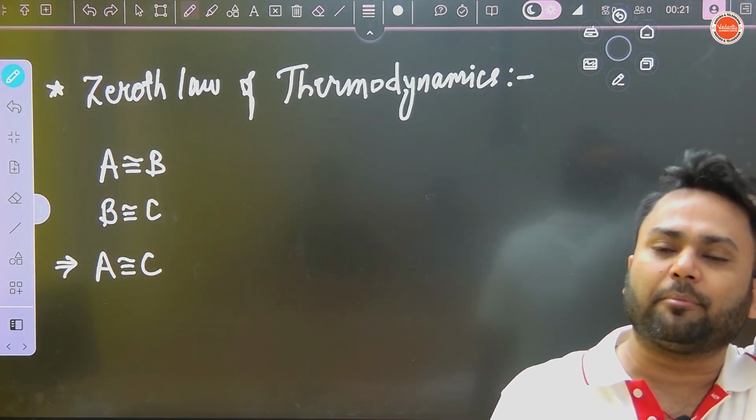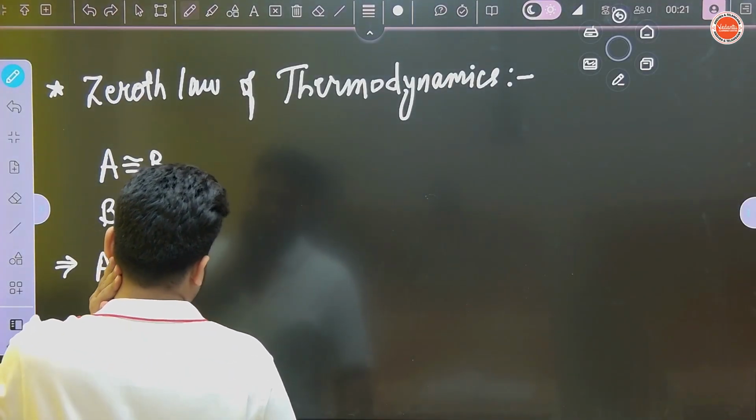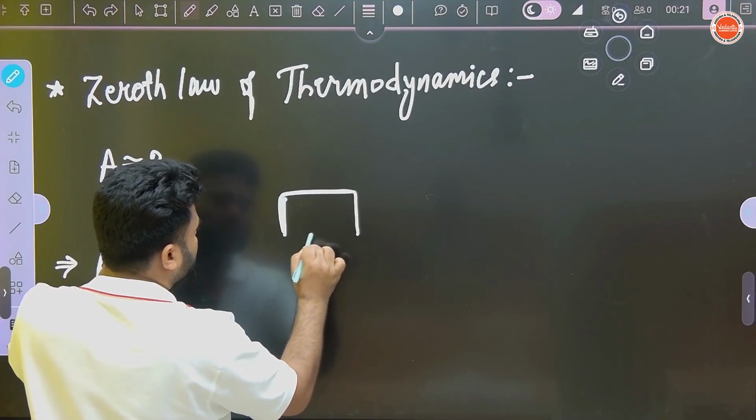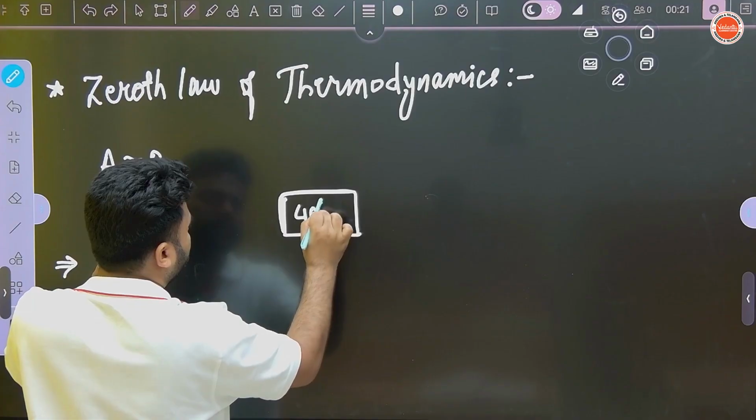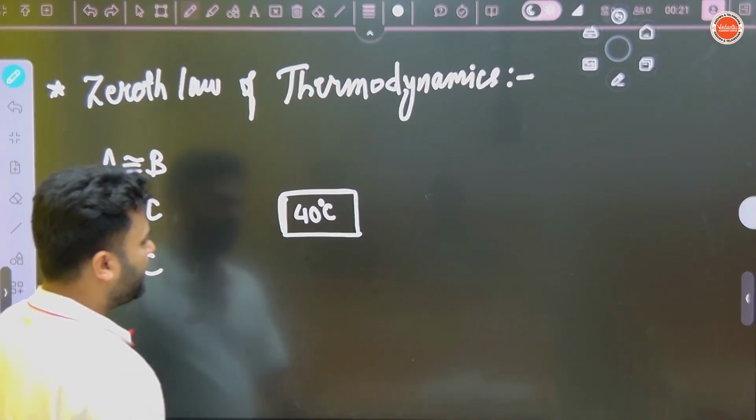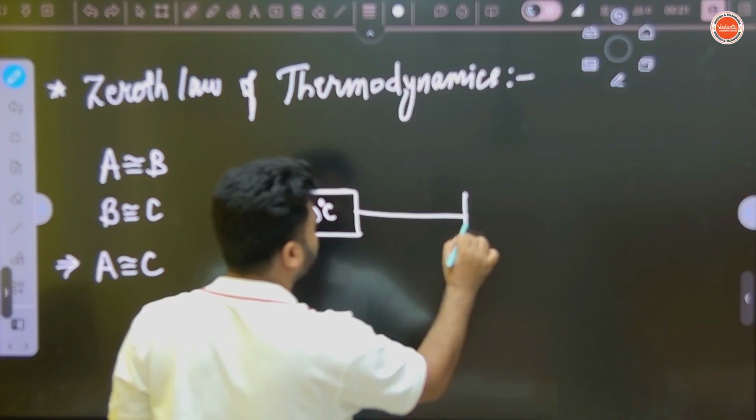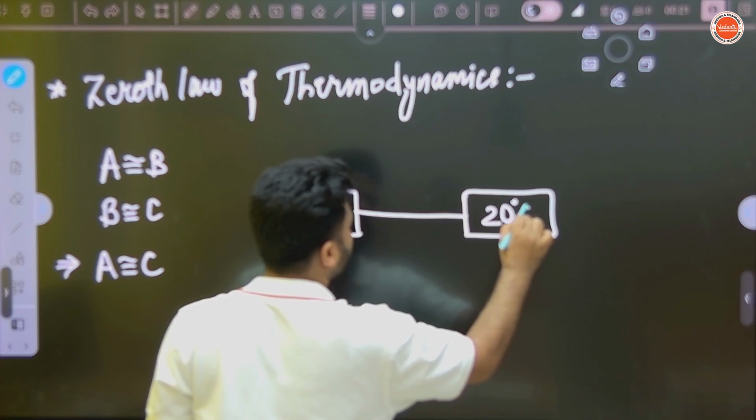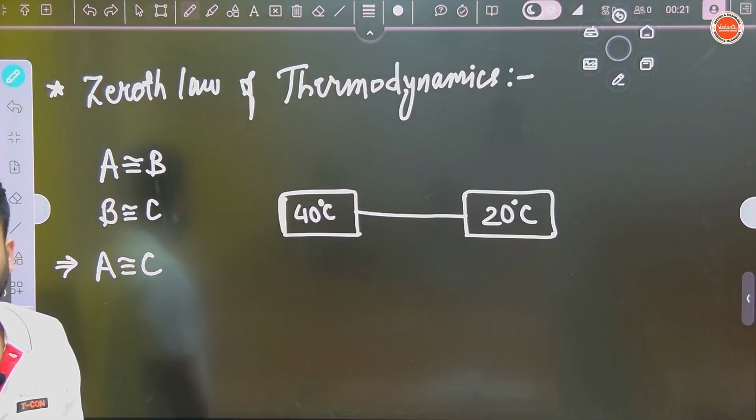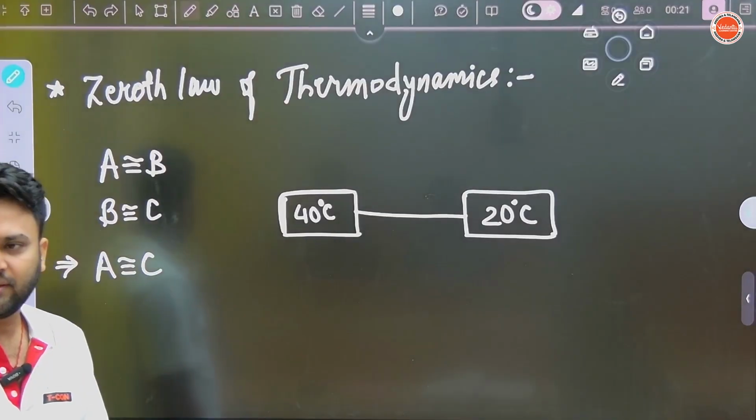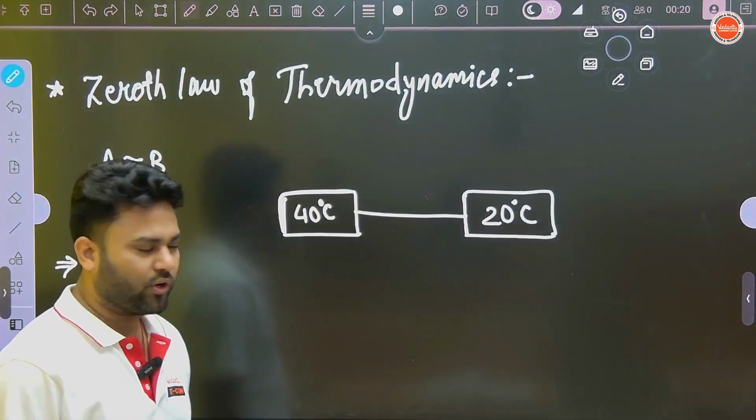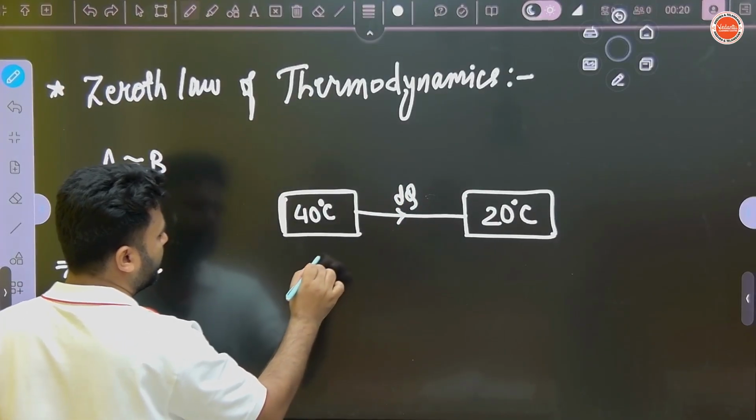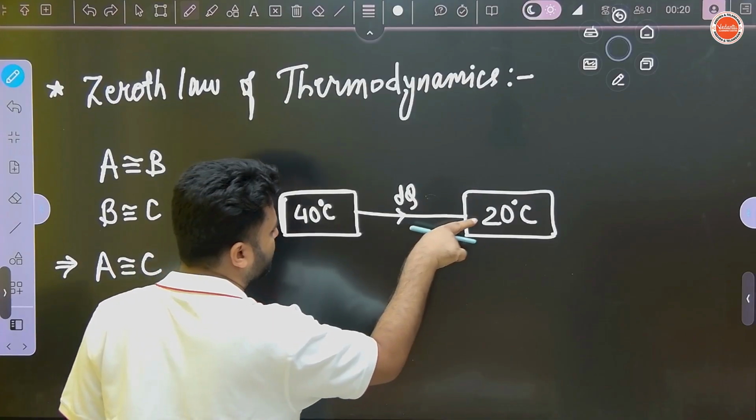What is thermal equilibrium? Suppose there is a body with temperature 40 degrees Celsius. I connect this body with a rod to another body whose temperature is 20 degrees Celsius. What will happen? Its temperature will change. Heat will flow from high temperature to low temperature, so heat will flow like this. If heat flows, this will cool down, and heat goes to this, so this will heat up.